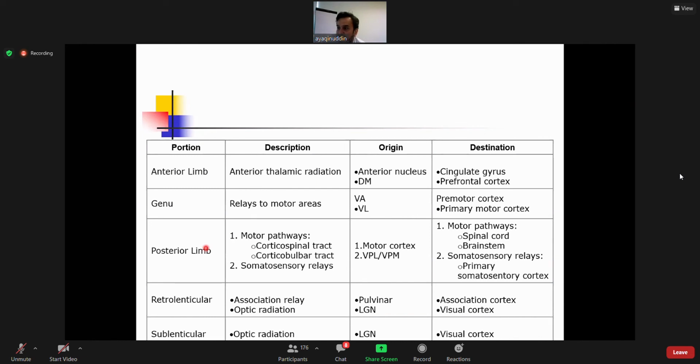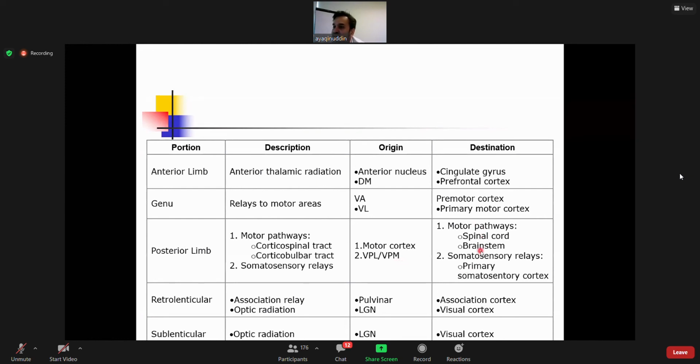So if one side of the posterior limb of the internal capsule is affected, the whole half side of the body would present with spastic type of paralysis, and the whole half side of the body would lose all sensations, because all motor pathways and all sensory pathways are passing through the posterior limb of the internal capsule. The origin of the motor pathways is the motor cortex, the corticospinal tract, and the corticonuclear fibers. The sensory pathways are coming from VPL and VPM, the ventroposterolateral nucleus and the ventroposterior medial nucleus.